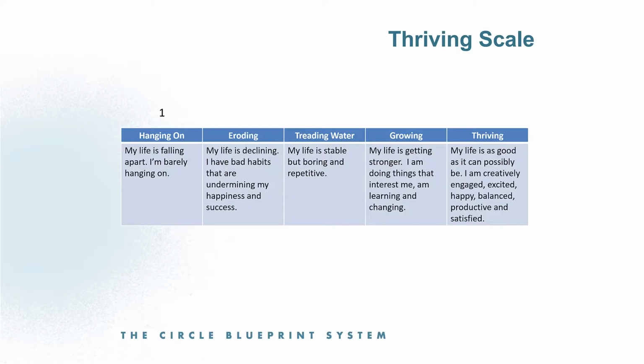Or you could be a 2. What does that mean? Your life is eroding. My life is declining. I have bad habits that are undermining my happiness and success. So if you're eroding, it's not always obvious on the outside. It might look like you kind of got your act together. But you're doing some things that you know are undermining your stability, your security, your health, your strength.